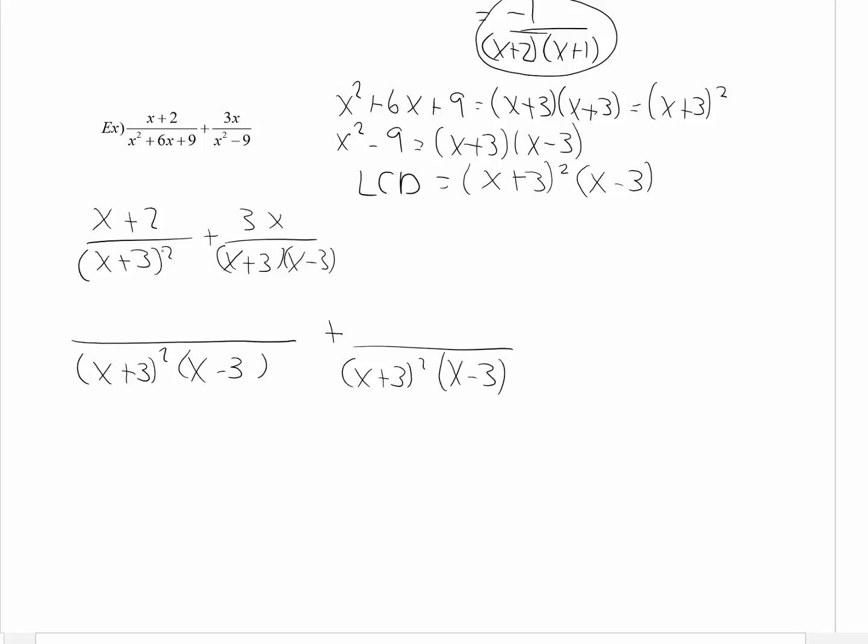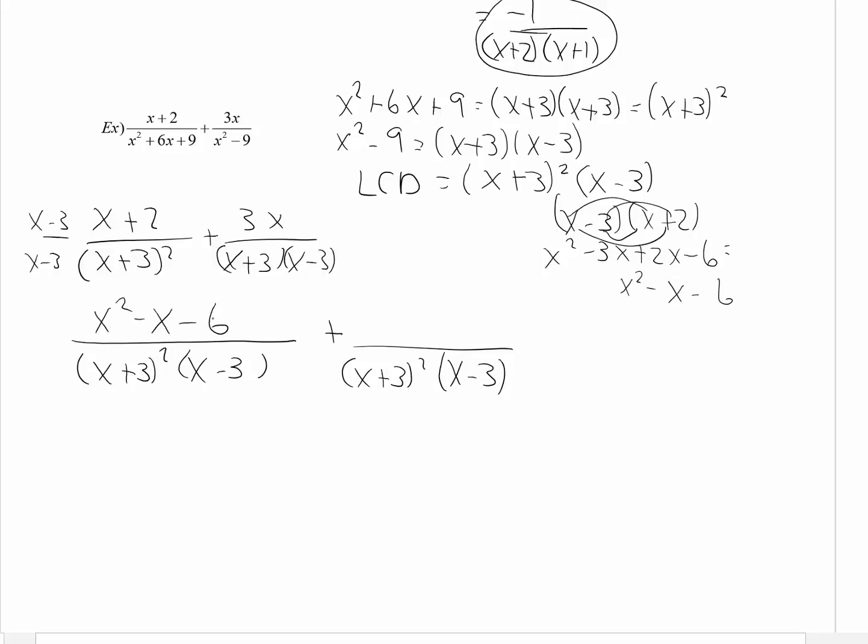Okay, what factor am I missing here that is in my LCD here? Well, that's x minus 3. Multiply top and bottom by x minus 3. So on the side, I'm going to take x minus 3 times x plus 2. I'll FOIL. And that simplifies to x squared minus x minus 6.